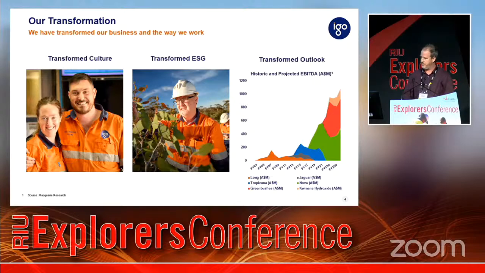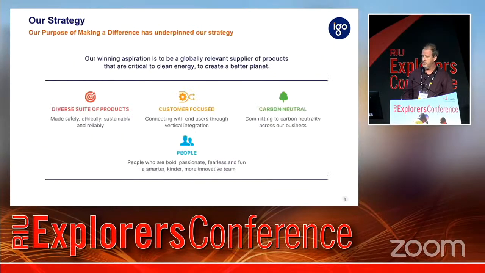We've also transformed our ESG performance and reporting, and are proud that we have gained significant global recognition for what we are doing, including our inclusion in the S&P Global Sustainability Yearbook for the second year running, in which IGO is one of only 19 mining companies to be admitted. We've also transformed our outlook through strategic M&A. We've built a portfolio of clean energy metal assets, which are set to deliver strong returns in the future. You can see our value to shareholders is going to be increasing over the next few years.